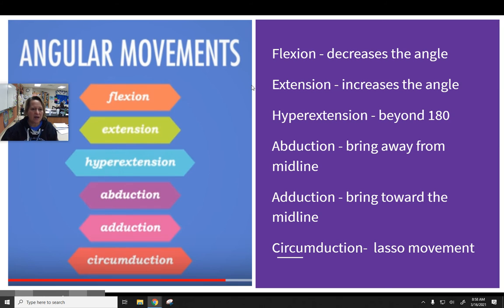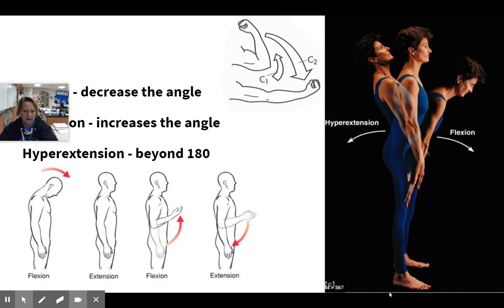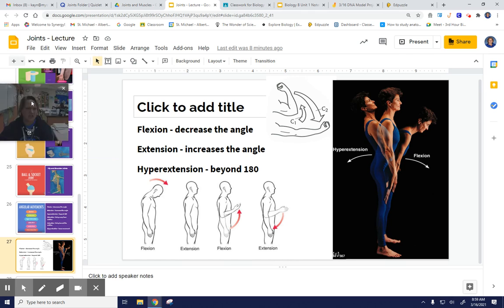Abduction, ab means away. So if you get on that machine and move your legs this way, that's ab. If you move them together, that's add. Ab, add. And then our ball and socket joints are able to do circumduction, moving all the way around in a lasso type of movement. We'll go into more detail on that tomorrow, but I wanted to start you out with that on the notes.